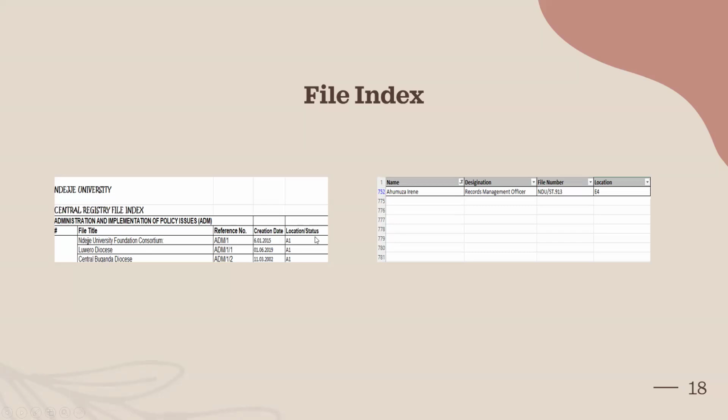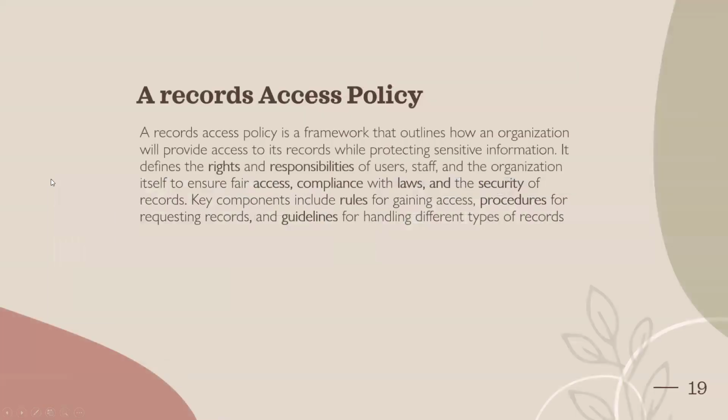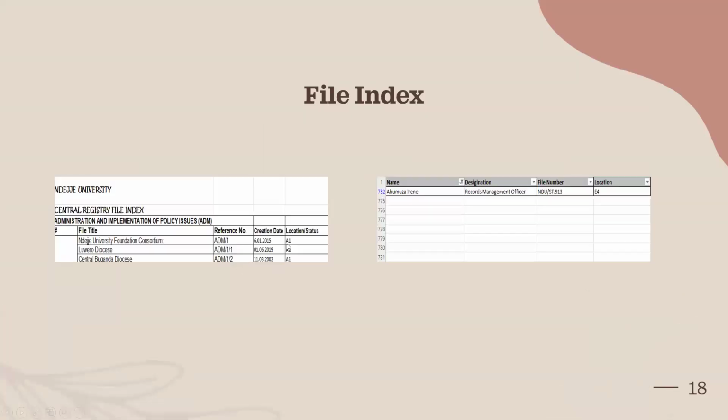Where can I find this file? If someone walked in and wanted any information concerning NDU University Foundation Consortium, I'll have to move to this file reference number. Then I'll need to know the date, which period of time you are looking for, because there are always many documents. I'll also be able to access it if I move to that location, to location A1, meaning cabinet S, section 1. I'm able to retrieve that information and give it to someone without wasting their time, and they're able to make decisions.